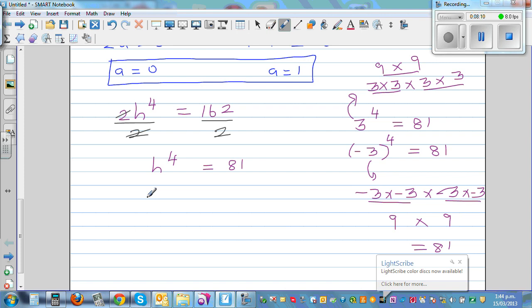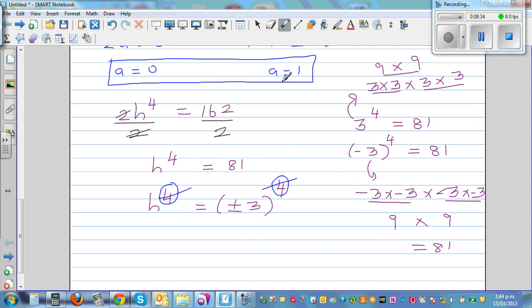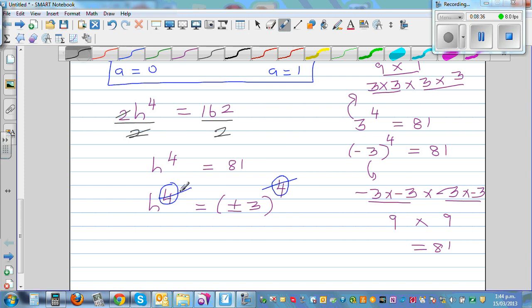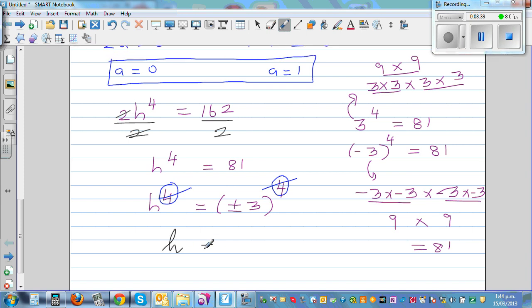So we can write here h to the power of 4 is equal to plus or minus 3 raised to 4. On the left hand side you've got the power of 4 and on the right you've got the power of 4. They are both the same power, so you can cancel like this. So you can compare and say, well, h has to be plus or minus 3.